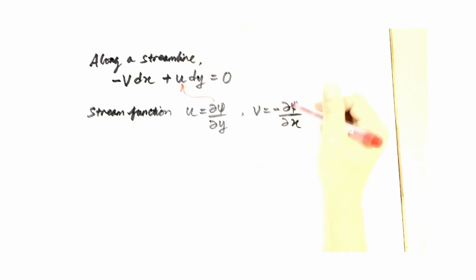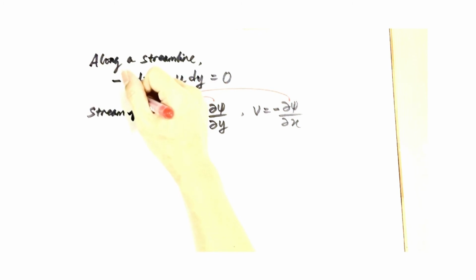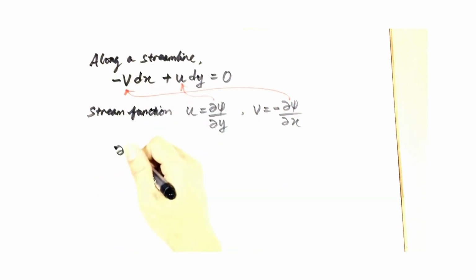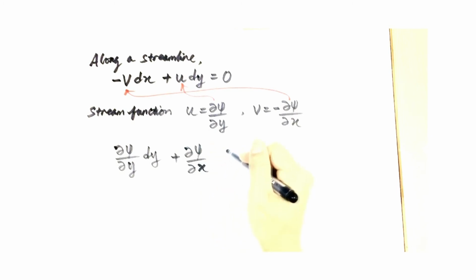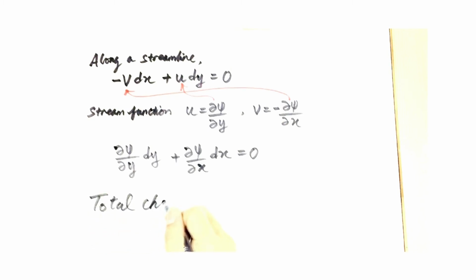If we substitute the U and V into the streamline equation, we have del psi by del y times dy plus del psi by del x times dx equals to 0, which is a total change of psi.